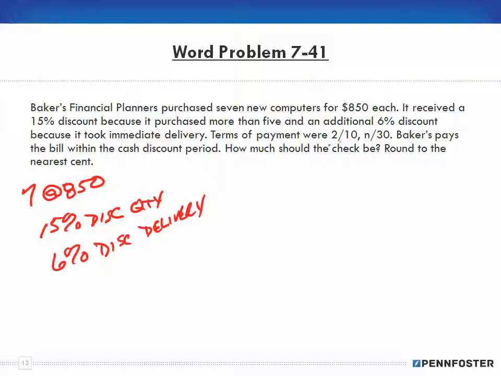Terms of payment were 2% 10, net 30. Baker's pays the bill within the cash discount period. So it's paying within the 2% 10. How much should the check be? And we're going to round to the nearest cent. Okay, so if they have 7 computers at $850, that comes out to $5,950. That's the price of all 7 computers.